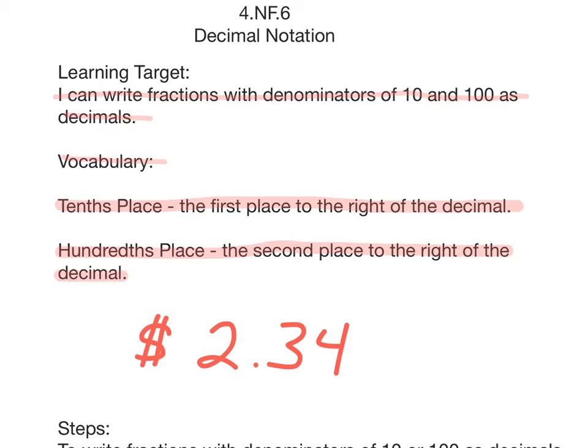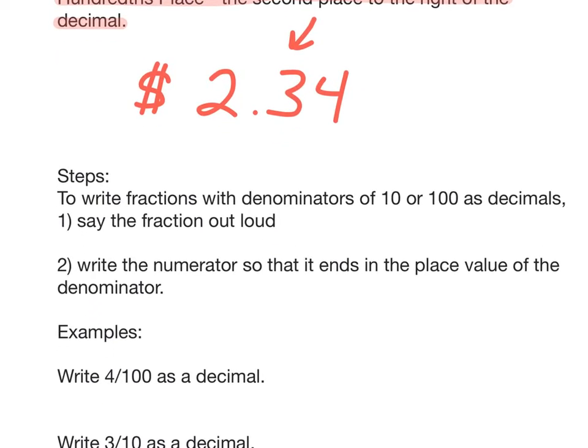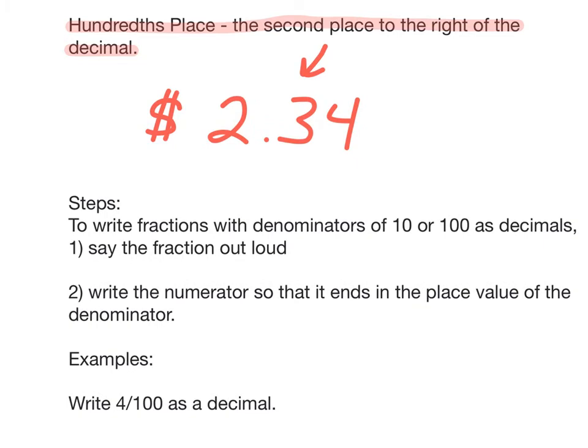So let's take a look at this decimal right here. It makes sense to me when I think of money. So $2.34. To remember what place the different numbers are in, I think of what sort of bill or coin I would need to make that place. For instance, if I'm trying to make $2, I need two $1 bills. So that's the ones place.